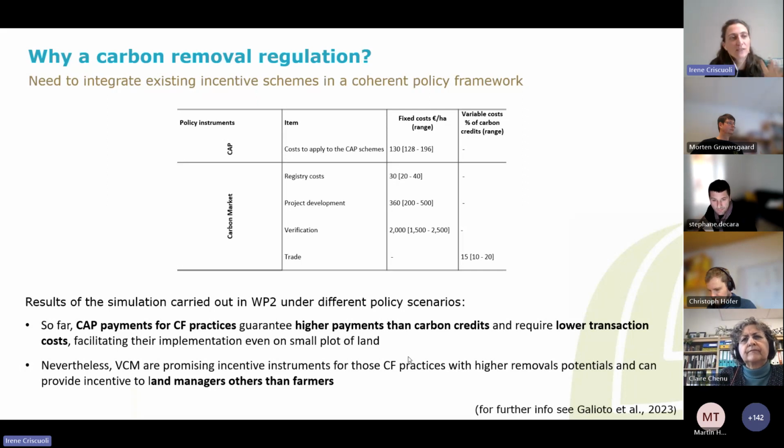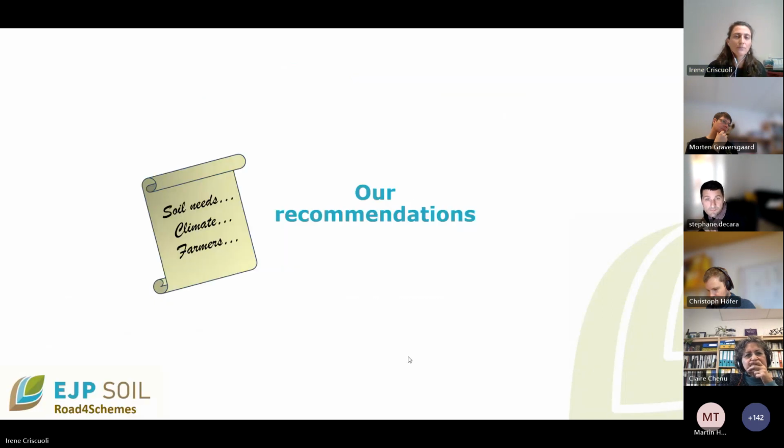But in the future, if the value of credits will increase, it can be interesting for farmers to go for credits rather than CAP payments, because credits are paid for the tons and not for the hectare of surface. So if you apply highly effective carbon farming practices, such as the land use changes that we mentioned before, maybe land managers will go for these carbon credits instead of the CAP payments.